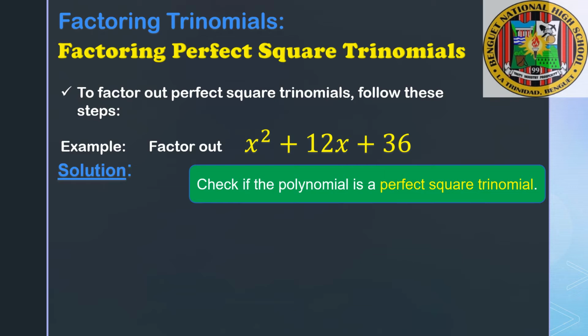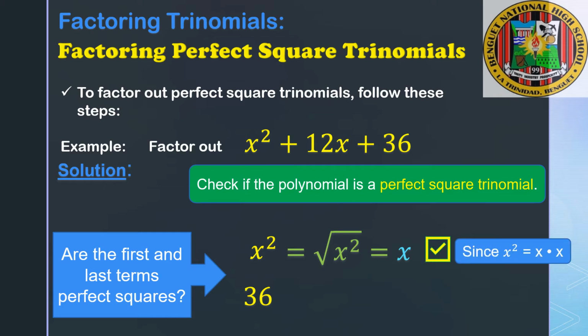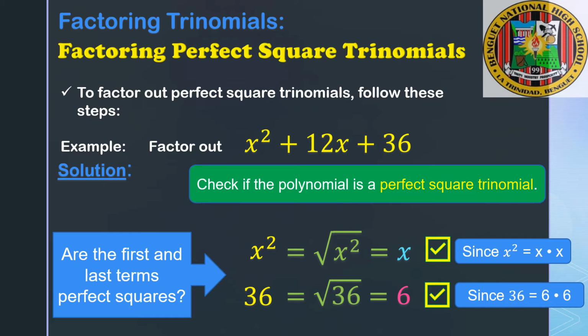Second, we have to check if the first and last terms are perfect squares. We do that by getting the square roots of the terms x squared and 36. For x squared, we get a root of x since x squared is equal to x times x. We confirm that it is a perfect square. 36 has a root of 6 since 36 is equal to 6 times 6, which also makes it a perfect square. Therefore, we confirm that both last and first terms are perfect squares.